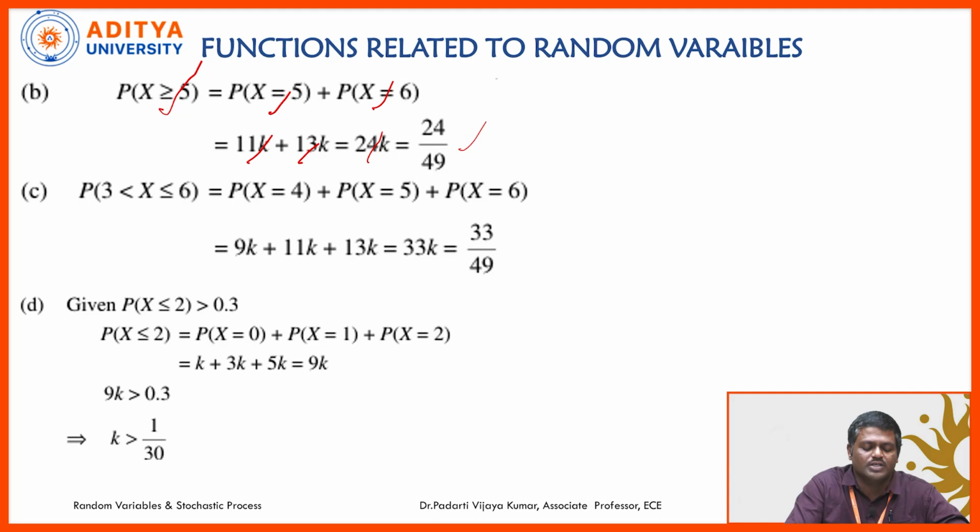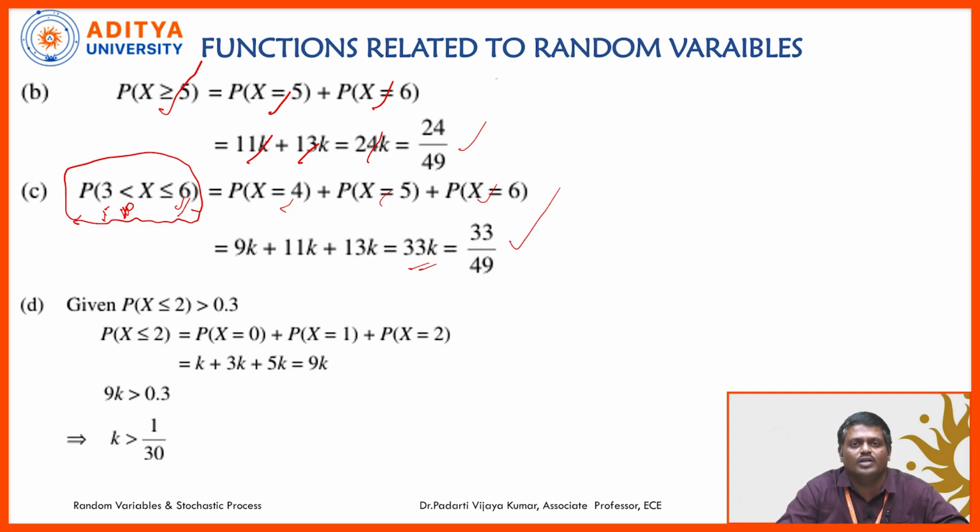And one more problem is given to us: probability of x lying between 3 and 6. Here 3 is not included, so x must be greater than 3, that is 4, 5, whereas 6 is included. So that is equal to 33k, that is 33 by 49.